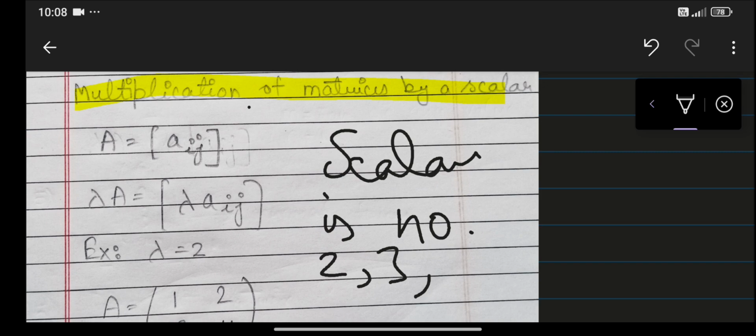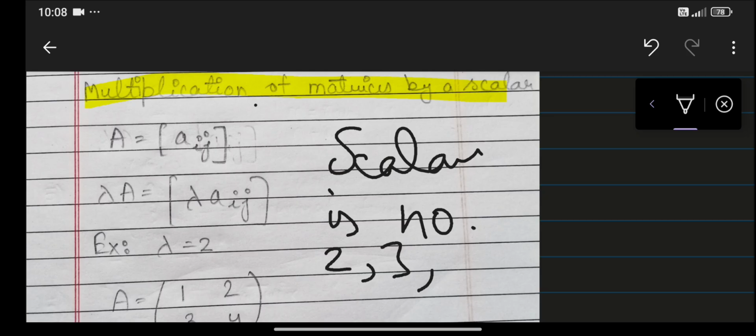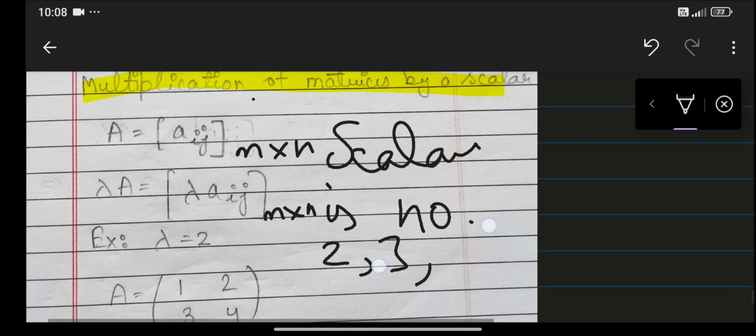So when we multiply a matrix by a scalar, it means we multiply all the individual elements of that matrix by that scalar. So let's say we have a general representation of matrix A equal to Aij, and it has dimension m cross n. So when we multiply a scalar lambda to a matrix A, it means the scalar lambda is multiplied to each and every element of that matrix.